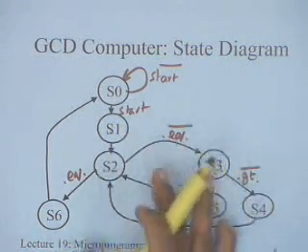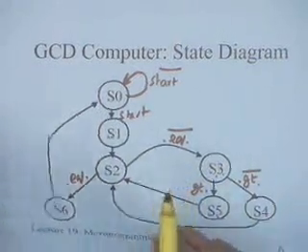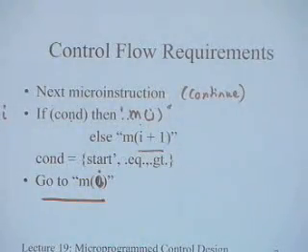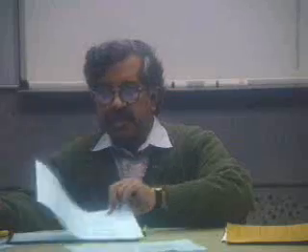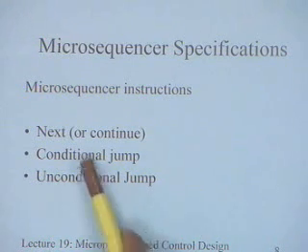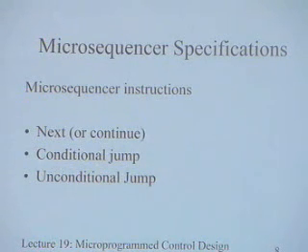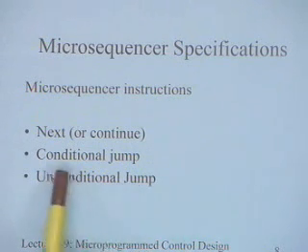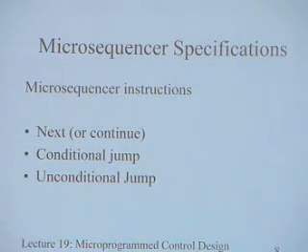Once I have this requirement, I can very clearly say what microsequencer specifications I require, and identify what are called microsequencer instructions. Here I have identified three microsequencer instructions: next, conditional jump, and unconditional jump. What is the meaning of these three microsequencer instructions? These are the instructions which will be part of the microinstruction format, and they are going to control how the sequencer is going to work.